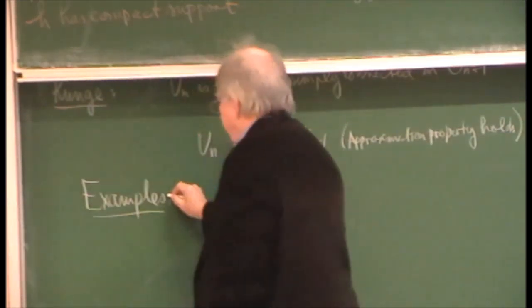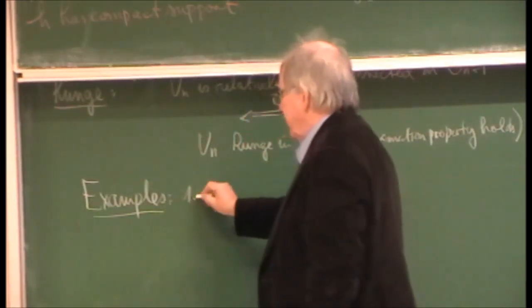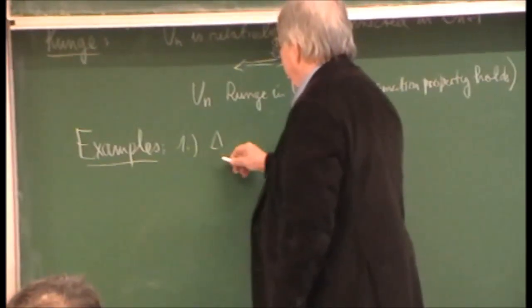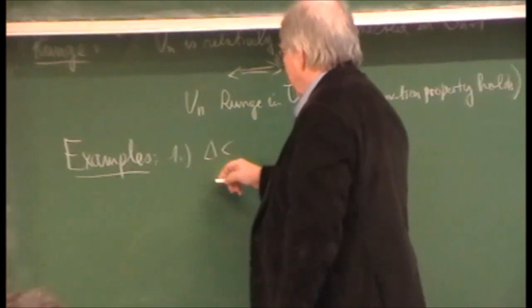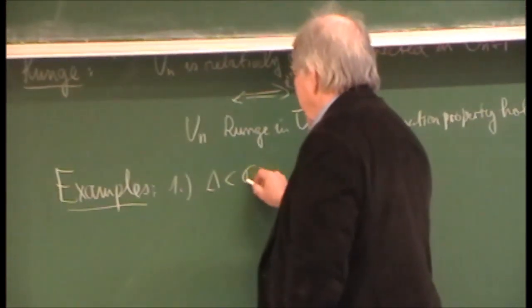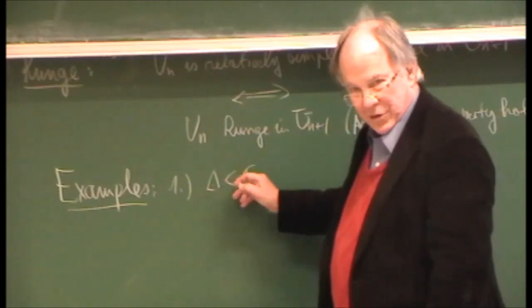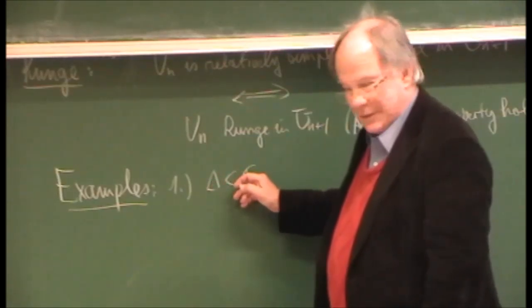Examples, just so you get some feeling for this property. So here's a stupid example, if you don't mind. You take the disk. So this is the thing we're going to be approximating, and the other thing is C. So given a holomorphic function on the disk, can you approximate it by something in C?